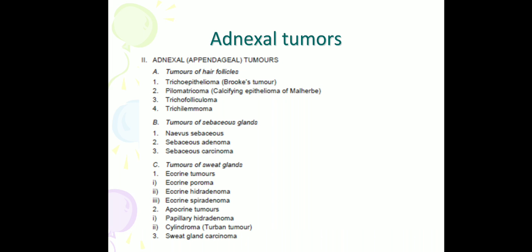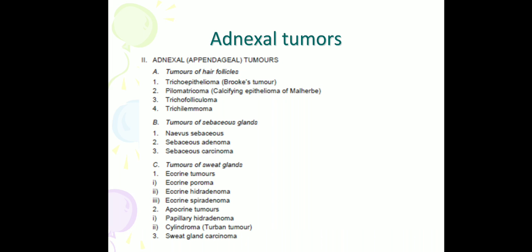Next, coming to adnexal tumors, these include tumors of hair follicles, tumors of sebaceous glands, and tumors of sweat glands. In tumors of hair follicle, you have trichoepithelioma, pilomatricoma, trichofolliculoma, and tricholemmoma. In tumors of sebaceous gland, you have nevus sebaceous, sebaceous adenoma, and sebaceous carcinoma.